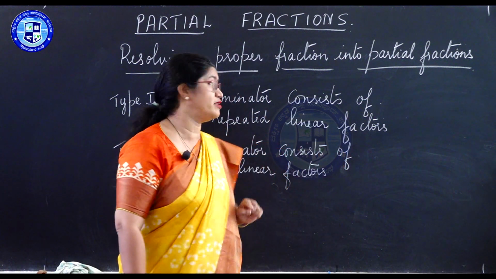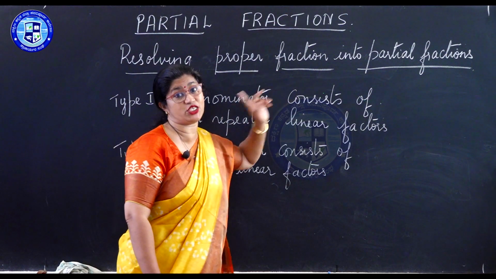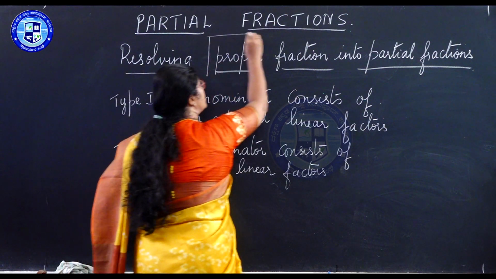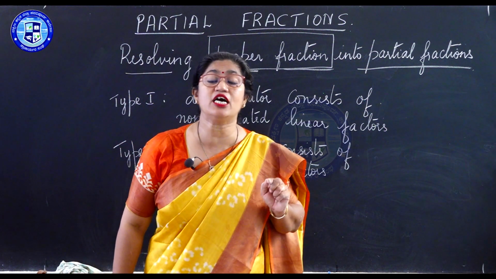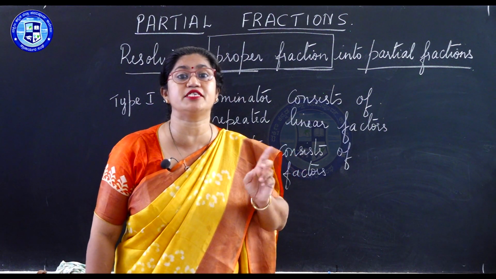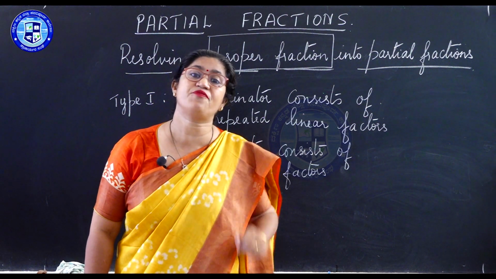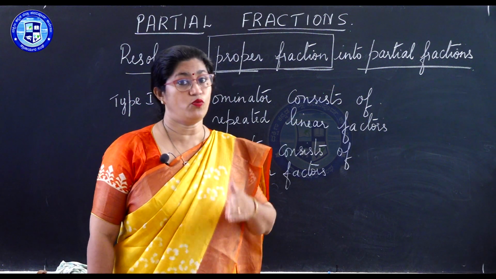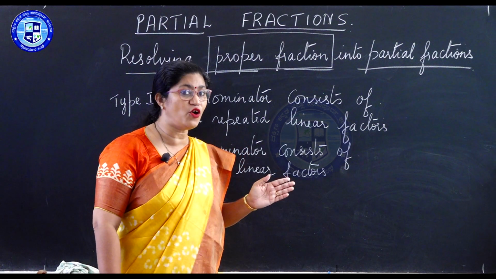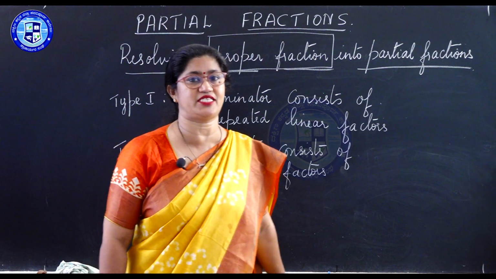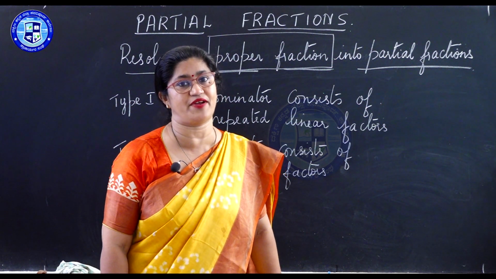Now just note here, see the heading that I have written, resolving proper fraction. Please note this, resolving proper fraction. Only a proper fraction can be resolved into partial fractions. Now what happens if I get an improper fraction then? We just learned you can write the improper fraction as polynomial plus a proper fraction. Then that proper fraction you will resolve into partial fractions.